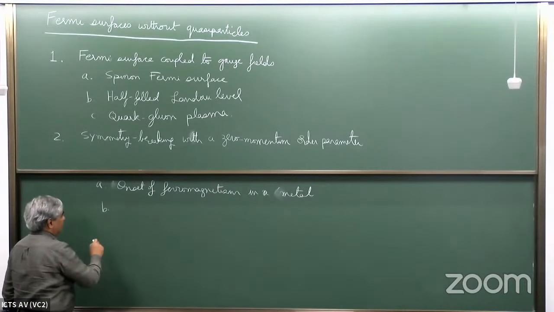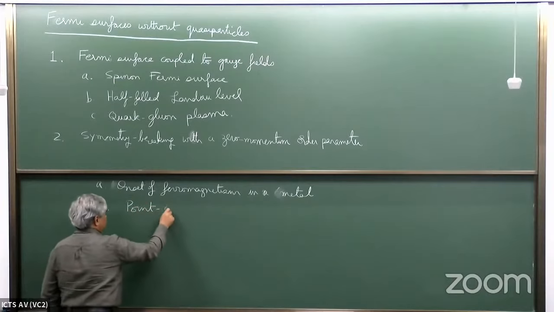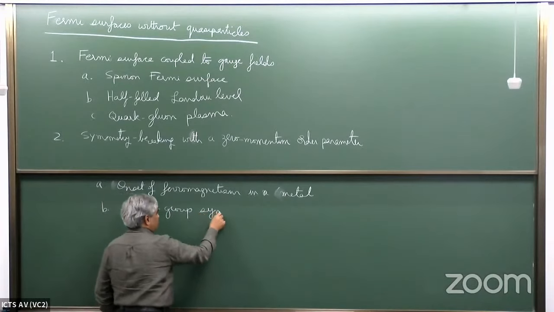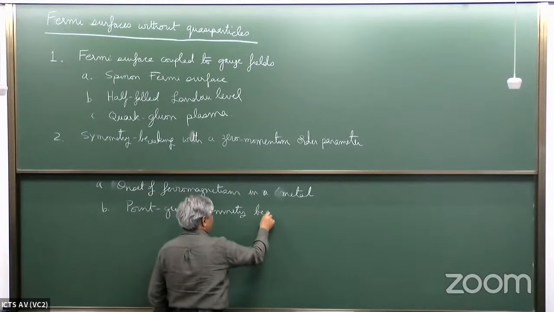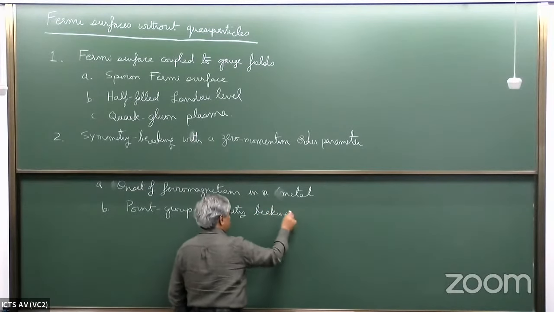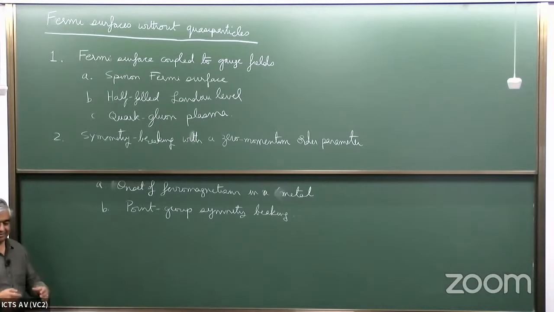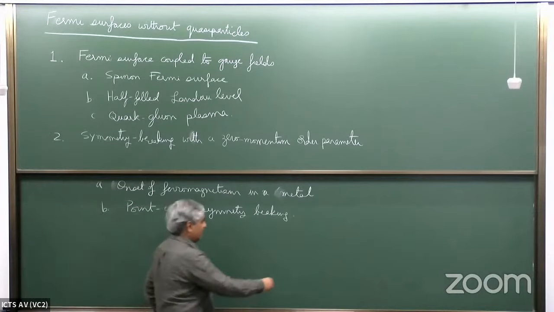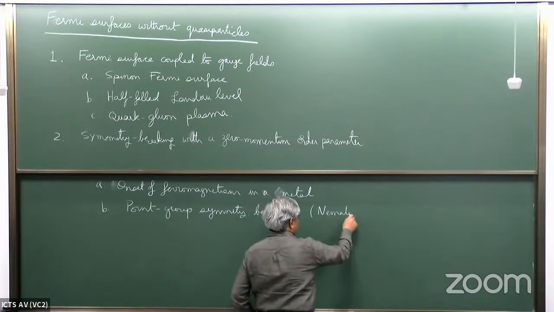Case B would be any kind of point group symmetry breaking. So you have some crystal which has a certain point group, say a square symmetry, and then it decides to become a rectangular symmetry. So there you've got a crystal going from a square shape to a rectangle shape. This is called nematic ordering, or Ising nematic ordering in the literature.